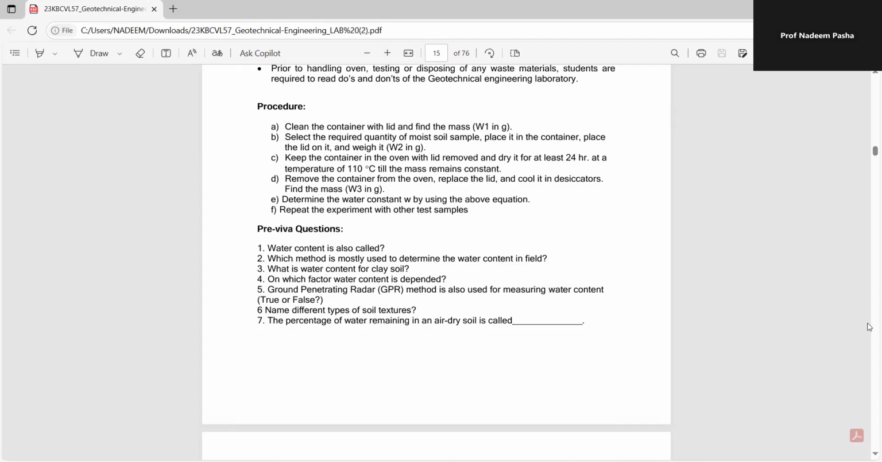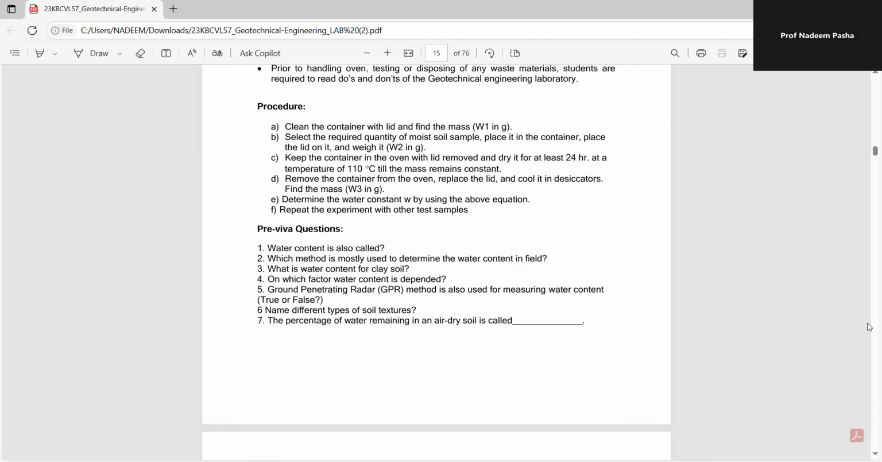Water content is also called moisture content. Which method is most suitable? Till now we have studied only this method, so it looks suitable to us. What is water content for clay soil? It depends. Different clay will have different water content. On which factor is water content dependent? Water content is dependent on type of soil, type of desiccator used, oven used; different parameters it depends on.